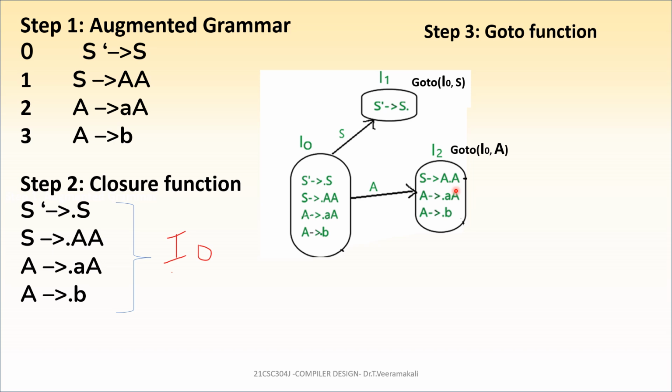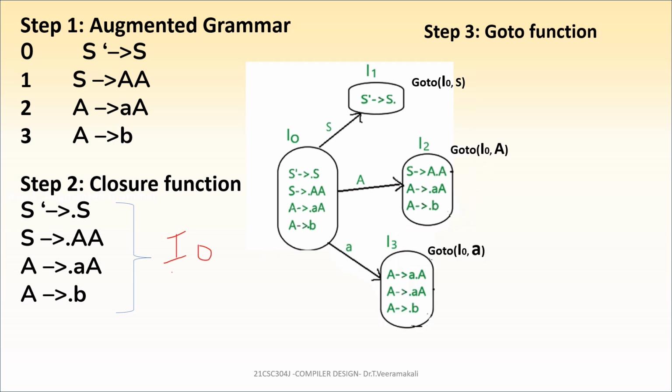Look at the result: we have one capital A after the dot symbol. It means you need to check in the initial state whether any production rule exists for this capital A. Yes, we have two production rules for this capital A: A tends to dot aA and A tends to dot b. These two production rules must be added in this result state. Got it? So this is the output for goto of A.